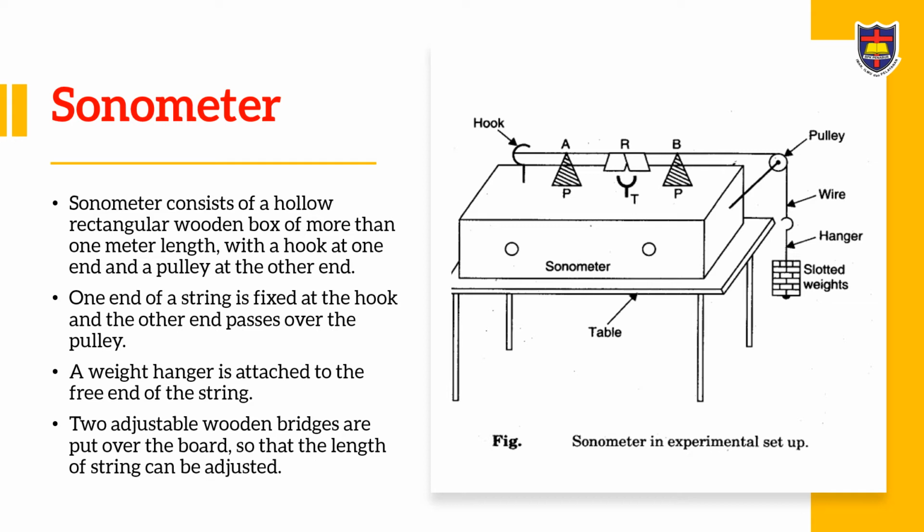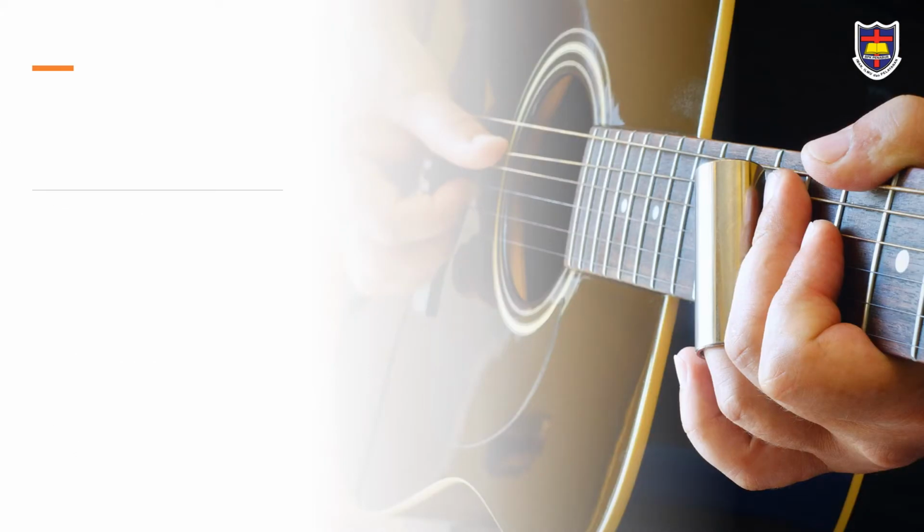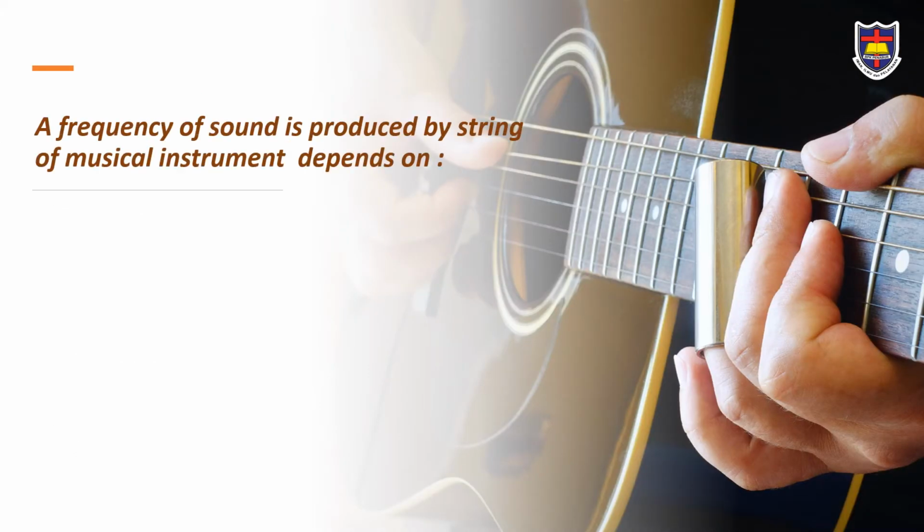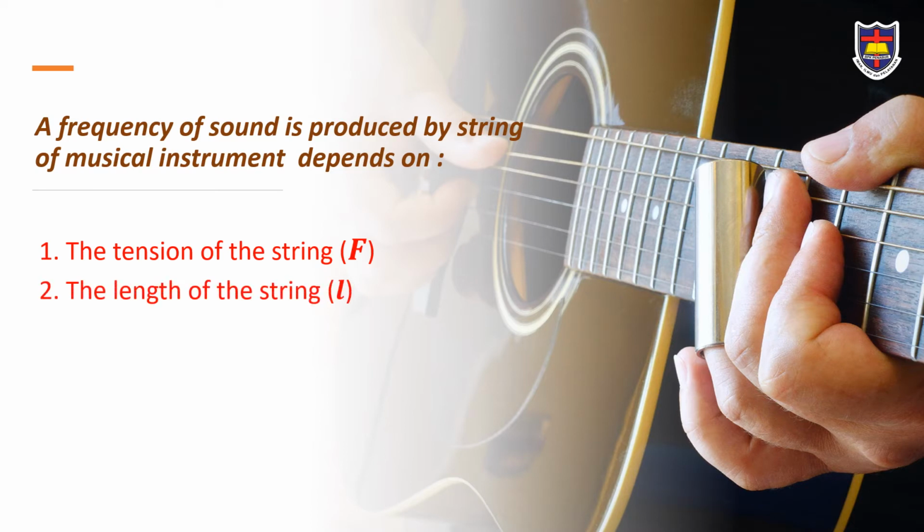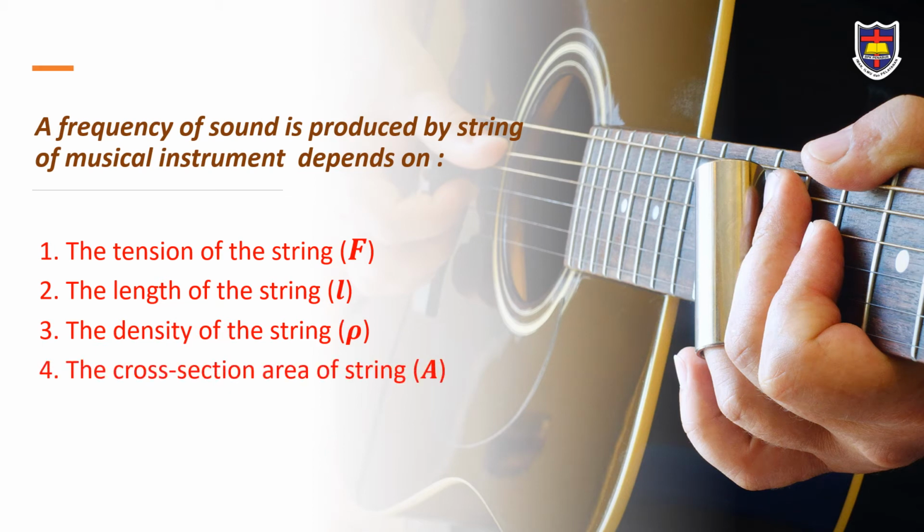So by this instrument, Mersenne discovered a big concept in the frequency of sound. He stated that the frequency of sound produced by a string of a musical instrument depends on: 1. The tension of the string, 2. The length of the string, 3. The density of the string, and 4. The cross-section area of the string.